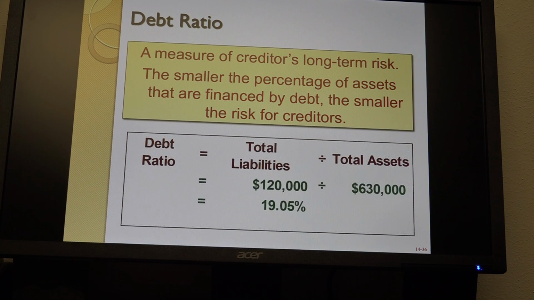And again, debt ratio, we looked at this before, simply total liabilities divided into total assets. You want this number to be lower.